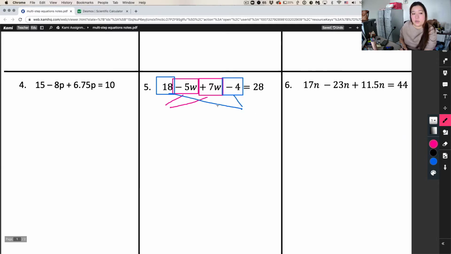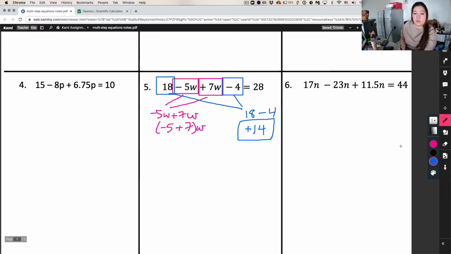Okay, so we know that we're going to change these two blocks into one block, right? Negative 5w plus 7w over here is 18 minus 4. Negative 5 plus 7w. 18 minus 4 is 14. So we're already done with this block. It's a positive 14. So we know that this block is just positive 14.